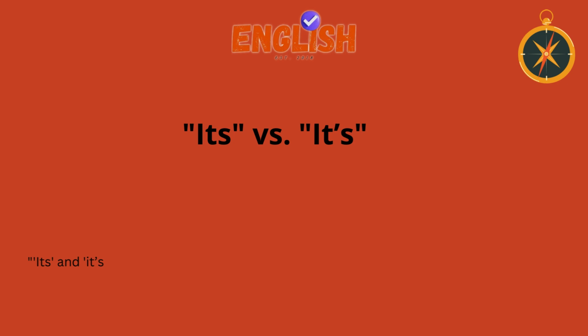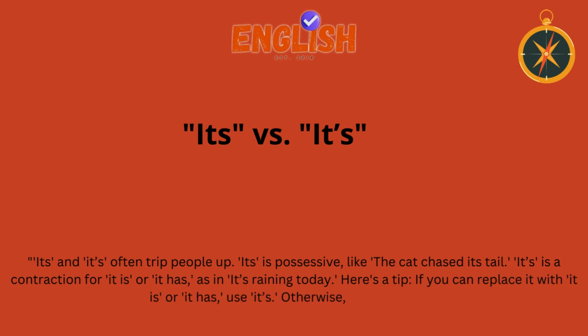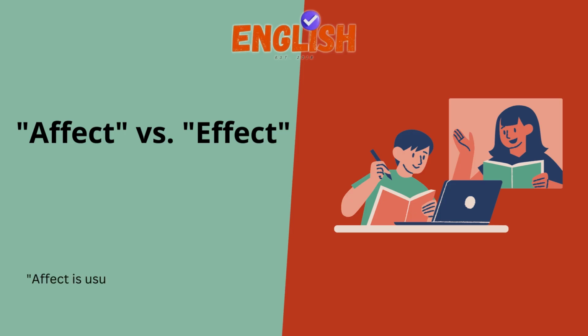It's and its often trip people up. Its is possessive, like the cat chased its tail. It's is a contraction for it is, or it has, as in it's raining today. Here's a tip. If you can replace it with it is or it has, use it's. Otherwise, stick with its.